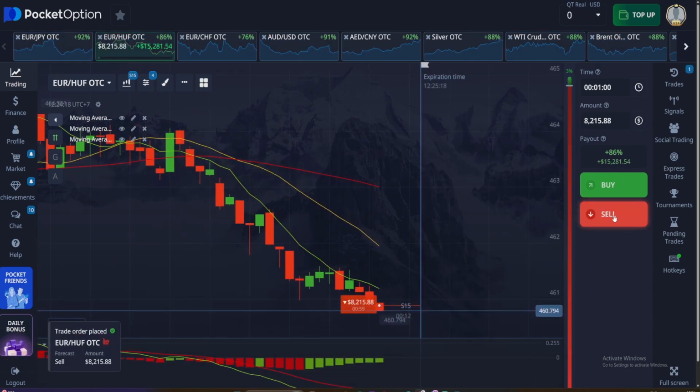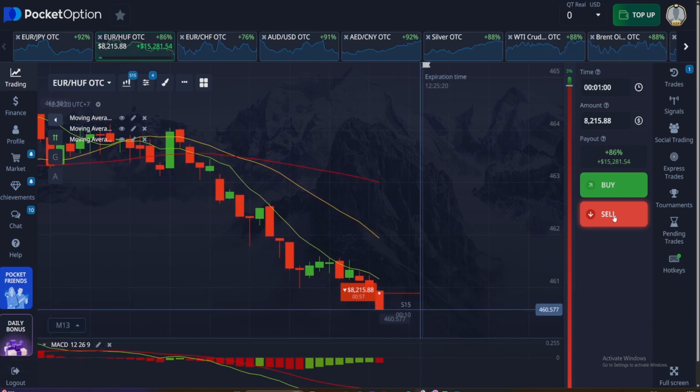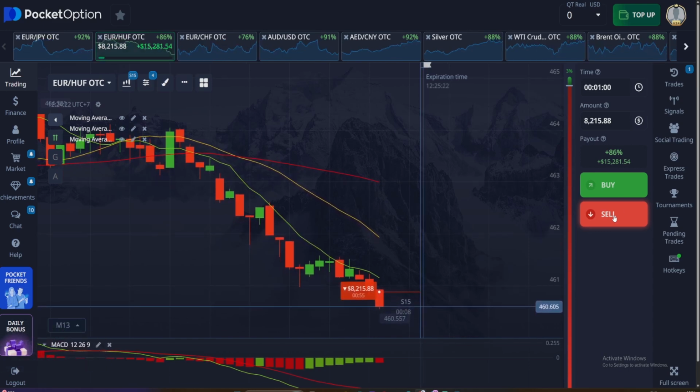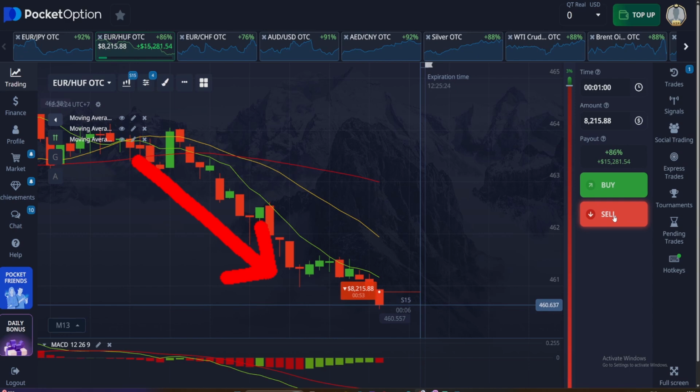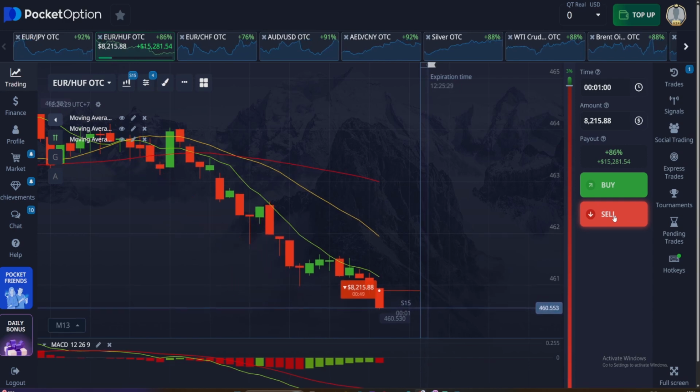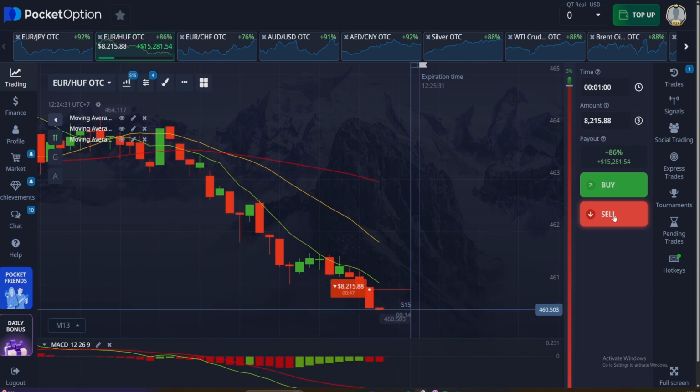Okay guys, in this market I decided to enter a sell position. The reason is because the market is currently in a clear downtrend. We can see that after the red line was broken, not a single candle in this market has managed to close above the green line.